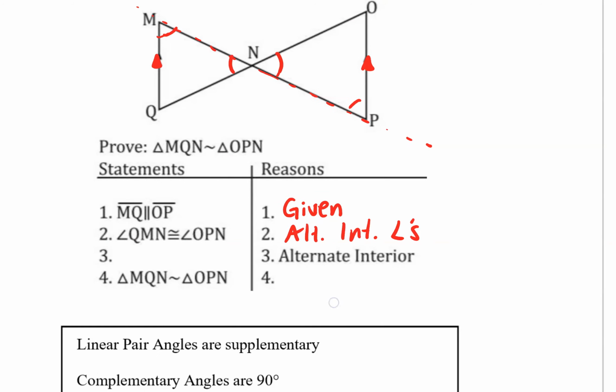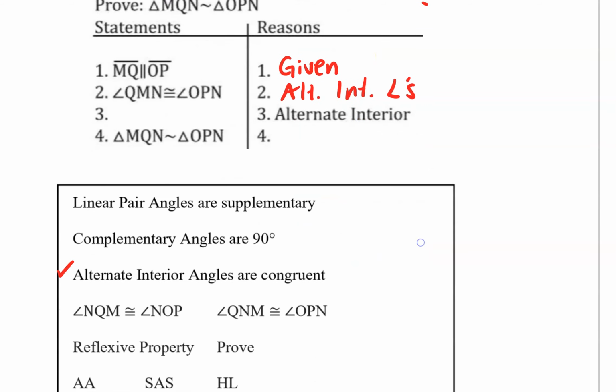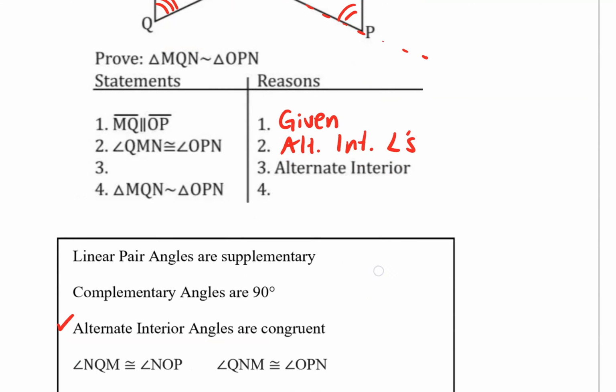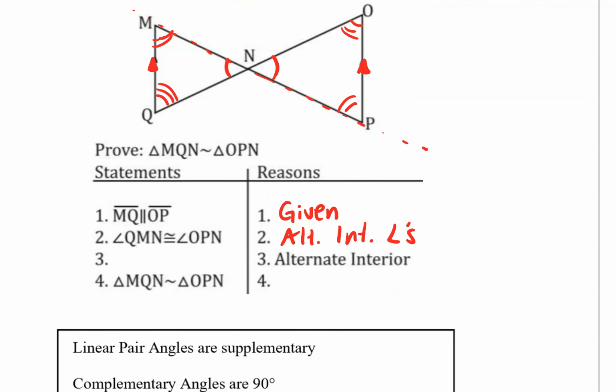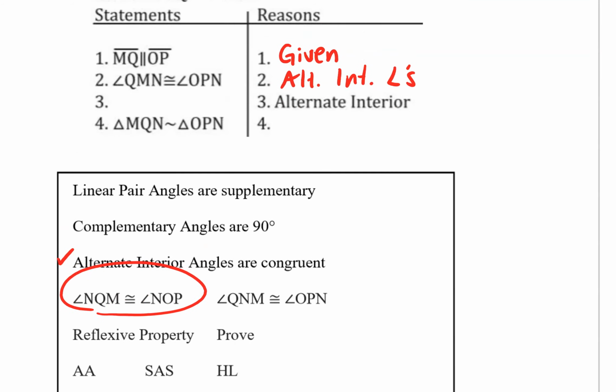And we're going to cite another set of alternate interior angles. Well, the other one that we didn't name is this one. Let me put 3 there. So angle MQN, NQM, congruent to NOP. Okay, that works right here. So that's the statement you want here.